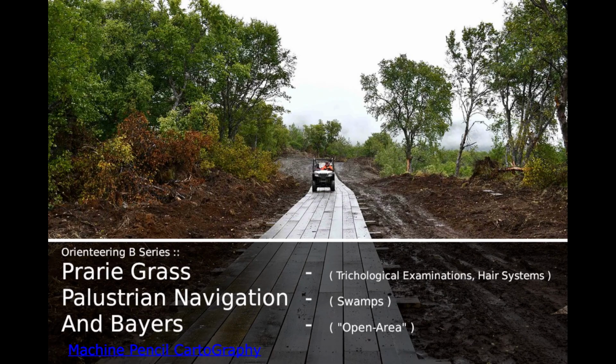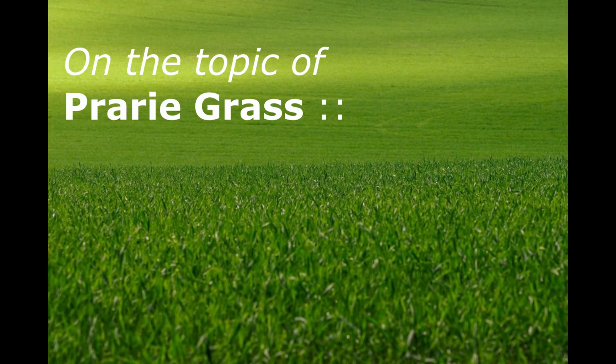My plan for today is to introduce some of the lesser appreciated geographical features. We have 3 of them: a grassy plain, a Palustrian area or a swamp, and finally a wide open plain known as a bare. It is important to discuss these features in order to build geographical and navigational literacy. On the topic of grassy plains, these are actually an interesting topic. The original purpose of machine pencil cartography is to educate its audience on cartographic concepts and not only navigational concepts.